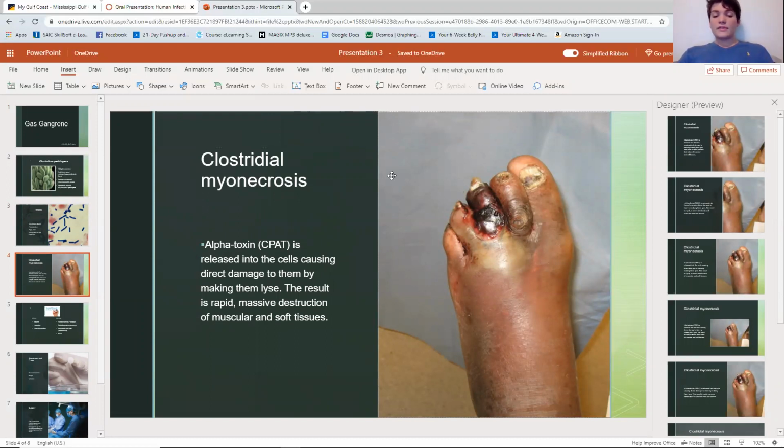Now, there are many virulence factors we can talk about. We can talk about the kappa toxin, but what we're going to focus on right now is the alpha toxin, or CPAT. Now, when this alpha toxin is released into host cells, it causes damage to them, causing them to lyse or pop. The result is rapid, massive destruction of muscular and soft tissues. As you can see here in this photo, there is a lot of tissue destruction right there.